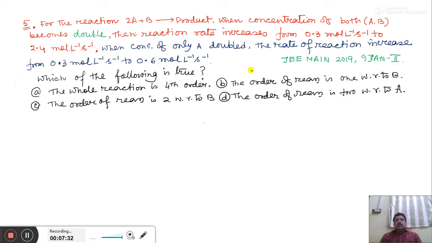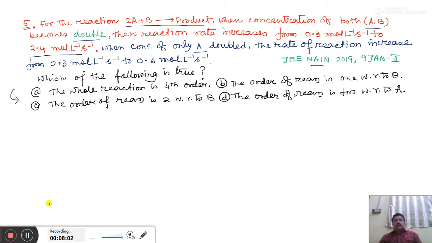My next question also came in the JEE Main exam. Now the question is: when 2A plus B gives product, when the concentrations of both reactants A and B are doubled, then the reaction rate increases from 0.3 to 2.4 mol L inverse second inverse. But when the concentration of A is doubled, the reaction rate increases from 0.3 to 0.6 mol L inverse second inverse. So which of the following statements is true?